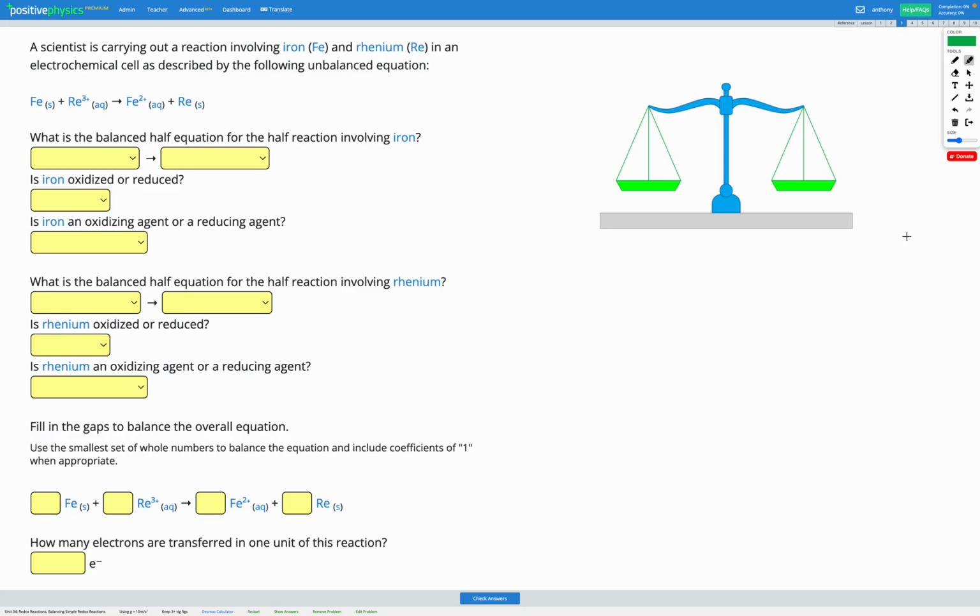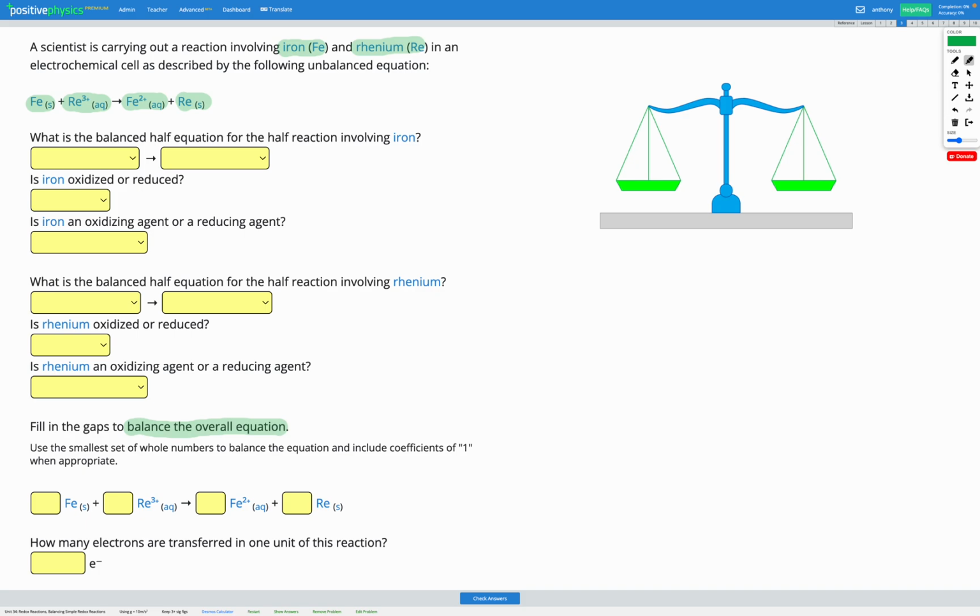In this question, a scientist is carrying out a reaction involving iron, Fe, and rhenium, Re, in an electrochemical cell as described by the following unbalanced equation. So we've got solid iron and rhenium 3+ ions in solution in our reactants. And then we've got iron 2+ ions in solution and solid rhenium in our products. Our goal is going to be writing a balanced overall equation.